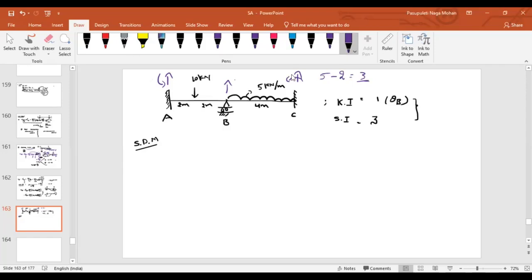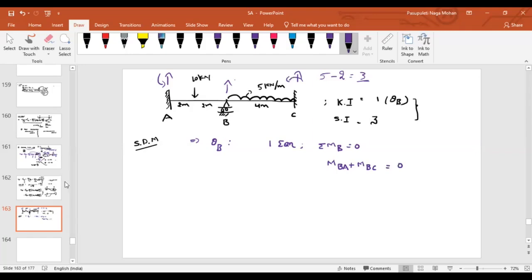Now, what is the kinematic indeterminacy? 1. That is, the number of unknowns is 1. That means how many equations do we require? 1 equation, right? What is that equation? At joint B, as you can see, summation of moments at joint B should be equal to 0. At joint B, how many moments will exist? 2 members are connected. What are they? Moment at B towards A plus moment at B towards C is equal to 0.